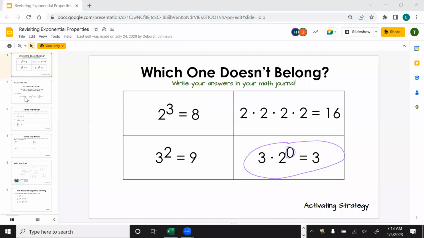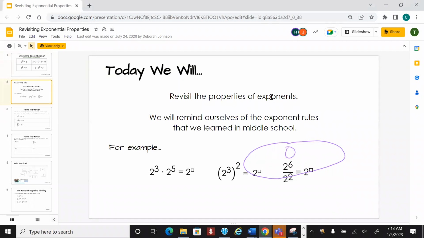Fantastic. Okay, so today we're going to revisit the properties of exponents. On your paper, I would title this Properties of Exponents. Yes, we're going to continue doing the packet. We just haven't gotten them printed yet, but they're coming. Okay, so properties of exponents. We're going to remind ourselves of the exponent rules that we learned in middle school.